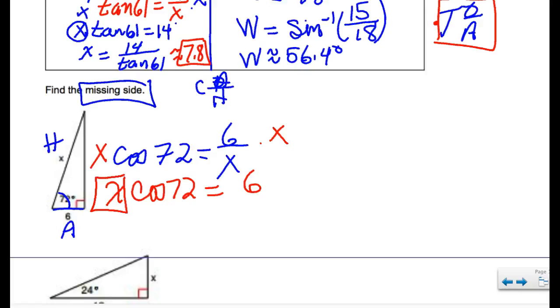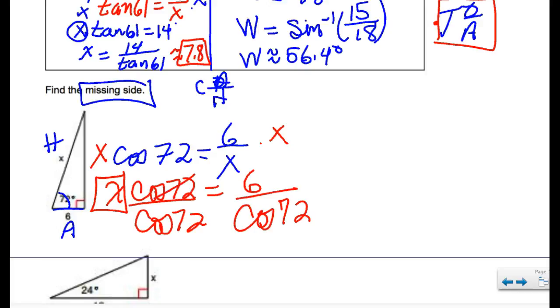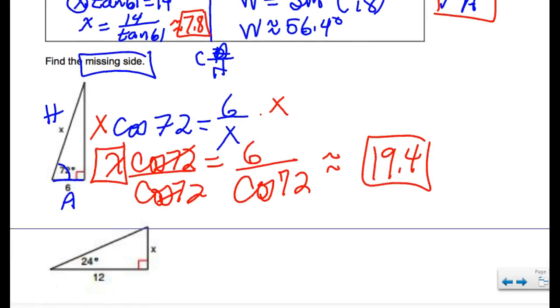To isolate x, I divide both sides by what's in the way, in this case, cosine 72, which is a number. I just don't want to go to my calculator and find it first. I will go to my calculator and enter 6 divided by cosine 72. And I'll round to the tenths, and it's about 19.4. It's as easy as that. It's kind of fun. I like these.